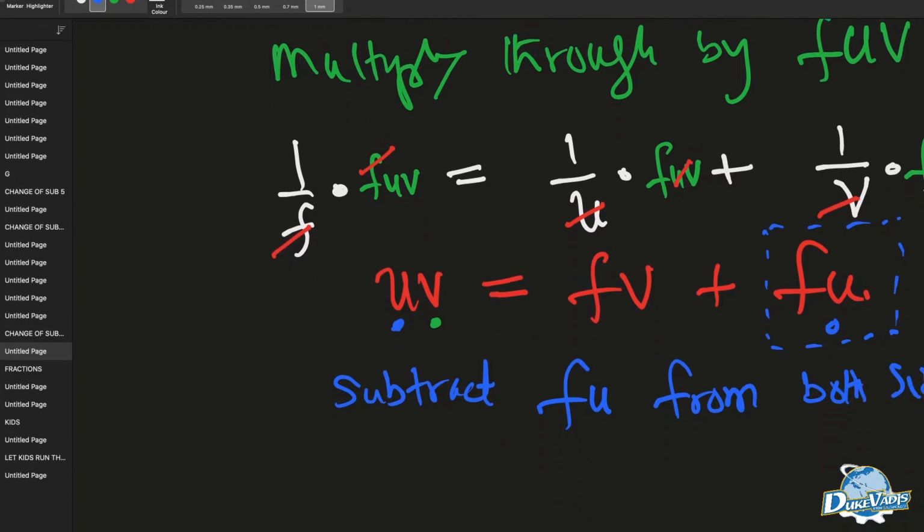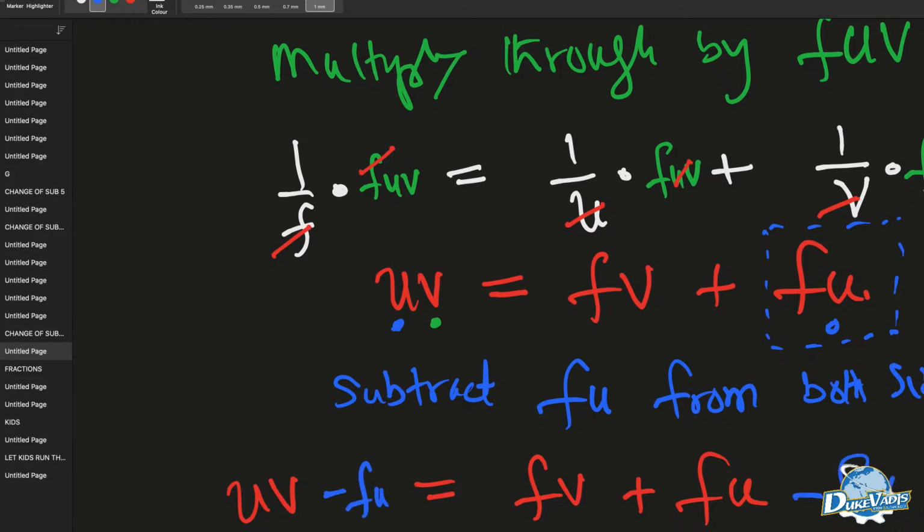From both sides. Beautiful. So now let's write our equation in red. Our equation is given as UV equals FV plus FU. I'm going to use the blue to help us subtract FU from both sides. So I'll subtract FU from the left-hand side and FU from here.